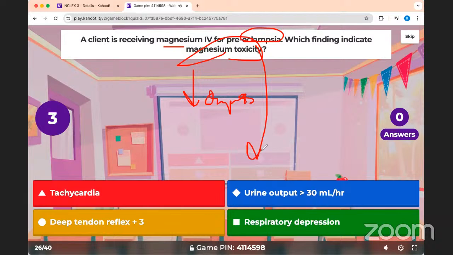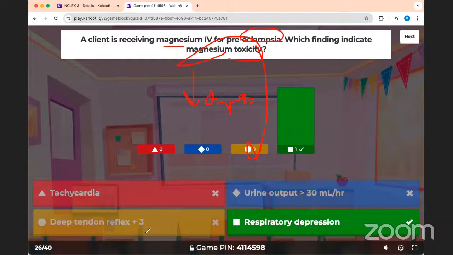I'm not saying you should rush when you're taking your exam, but this is trying to teach you some keywords. I broke it down. It is a depressant, right? Tachycardia is going up. Reflexes are going up. Urine output is going up. I'm picking the one that is going down. That is the concept to answer that question.